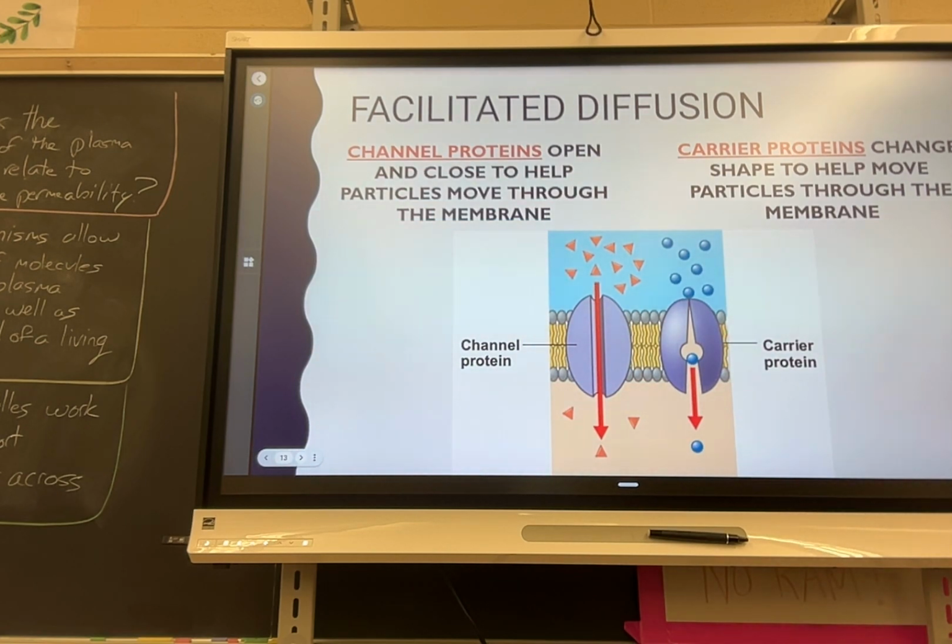The Panama Canal we built literally just so we could get boats from the Atlantic Ocean to the Pacific Ocean without having to go the whole way around Brazil or South America. So channel proteins are going to be just like that. They're going to be a tube or a section that particles can move through to the other side of the membrane. Carrier proteins are going to literally pick up and move particles to the other side of the membrane.